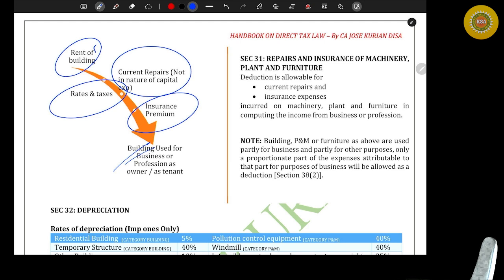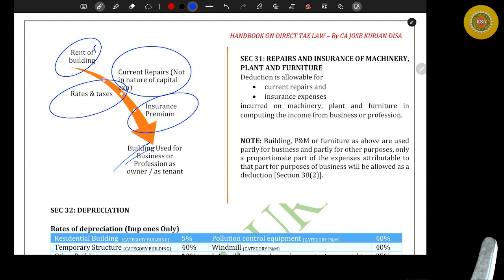And what is next? Insurance premium. Say for example, I have taken insurance on this particular building. Say earthquake insurance, or natural calamity insurance, tsunami insurance, something like that. For that, I have to pay premium. If I'm paying premium, that premium is again allowed as a deduction under section 30. Are you all here?